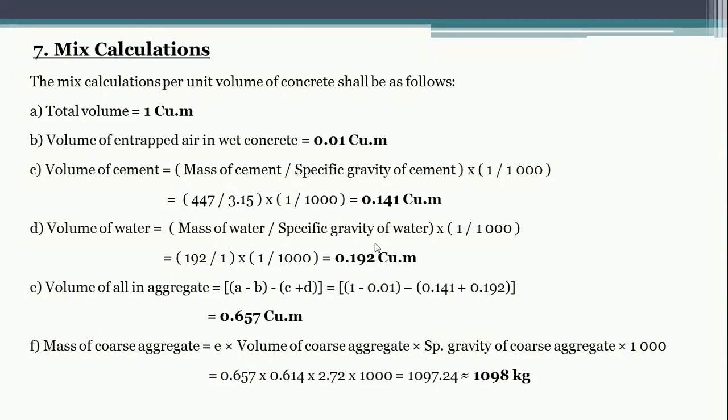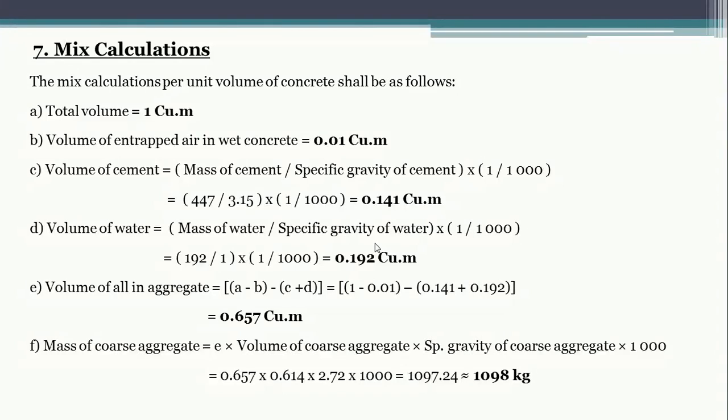Since we are not using any chemical admixture or mineral admixture, you can directly go for the volume of all the aggregates. The volume of all the aggregates is equal to A minus B minus C minus D. If you remove the bracket, you get A minus B minus C minus D, which is 1 minus 0.01 minus 0.141 minus 0.192. If you do that, you will get 0.657 cubic meter. That is the volume of all the aggregates, including coarse and fine.